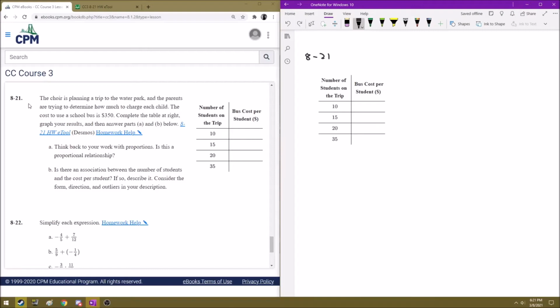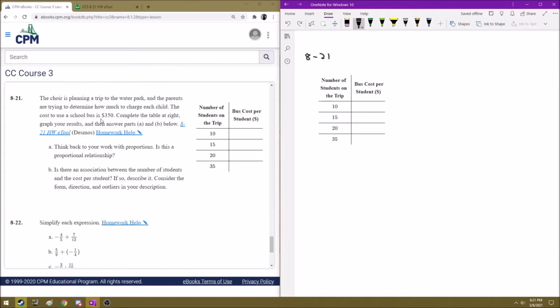Problem 8-21. The choir is planning a trip to the water park, and the parents are trying to determine how much to charge each child. The cost to use a school bus is $350. So now we need to complete this table over here with how much we would charge each student if this number of students went on the trip.